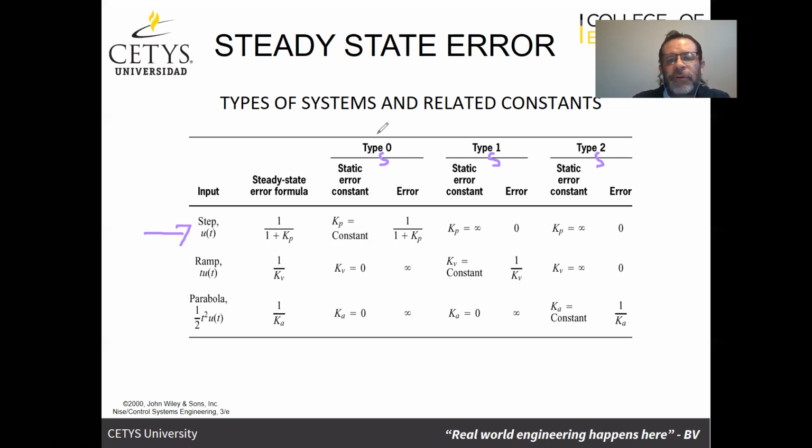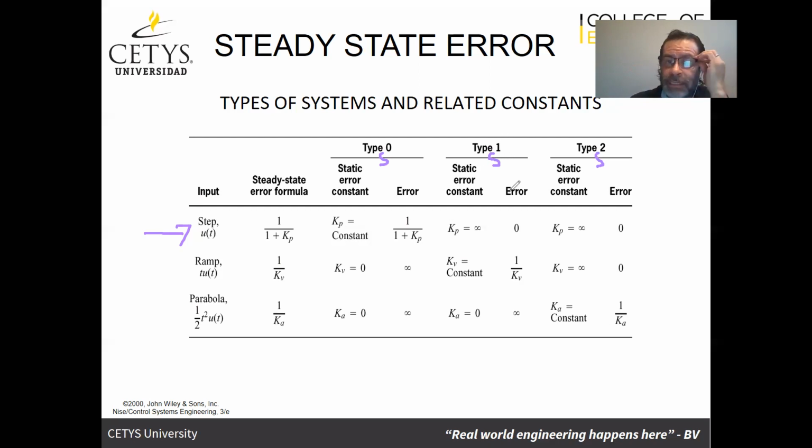So a step input for a type 0 system is going to generate a constant error. However, for a type 0 system, if we have a ramp, we are going to have an infinite error. And also if we have a parabola, we're also going to have an infinite error. And this is what we saw. If we have a type 0 system like the first one, it's going to do its job for a constant input, but there's going to be an error. That type of system is not going to be able to do its job for velocity or acceleration.